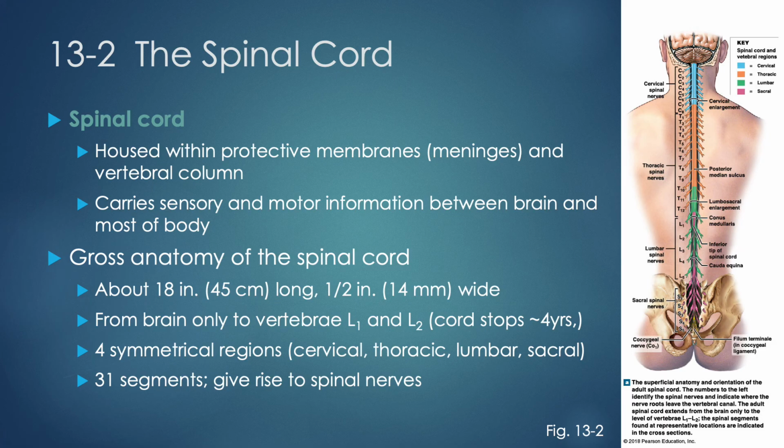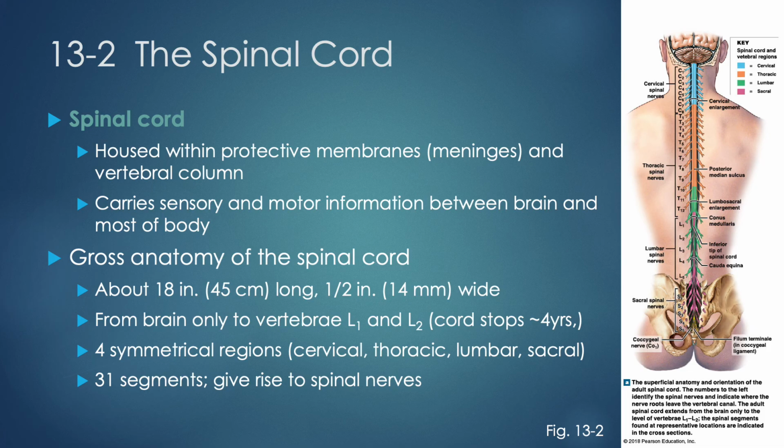The anatomy of the spinal cord is pretty neat. It's about 18 inches long in most adults and about half an inch wide, and it only grows up until the age of 4, which is fascinating. After the age of 4, our vertebra are going to grow, and so will the spaces between them and the discs, for example. That will continue to grow, but the cord in and of itself will stop lengthening at that point.